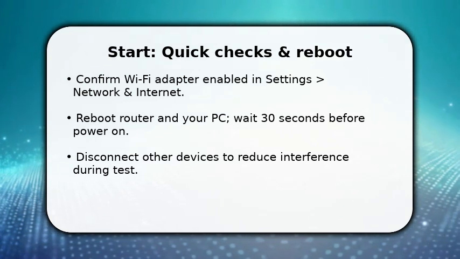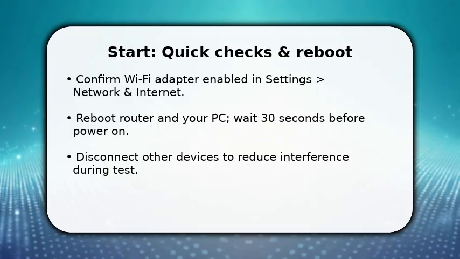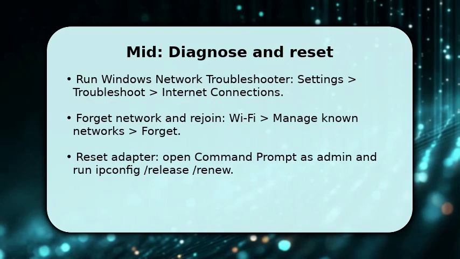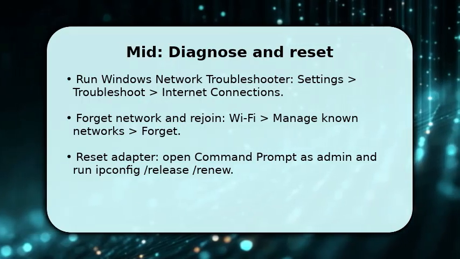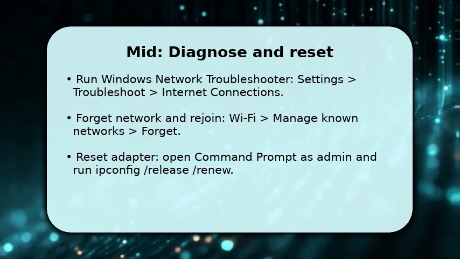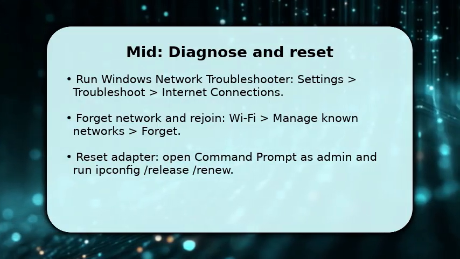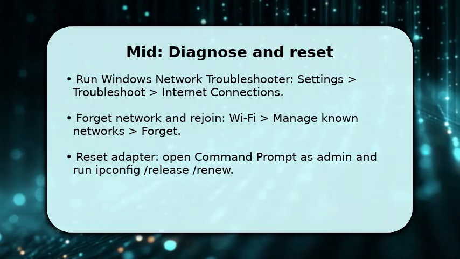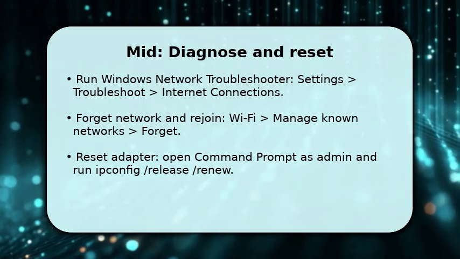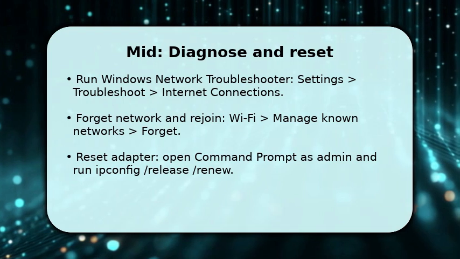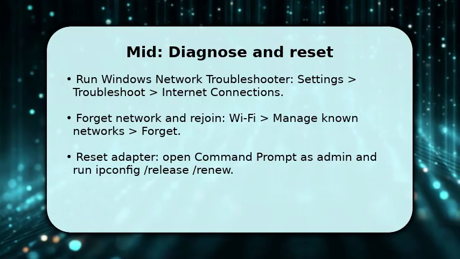Now diagnose and reset. Run the Windows Network Troubleshooter to let the system detect common problems automatically. It often fixes DNS or gateway misconfigurations. If that fails, forget the target network and rejoin. This clears corrupted credentials and renegotiates security. Then open an elevated command prompt and run ipconfig /release, followed by ipconfig /renew to get a fresh IP lease. You can also run ipconfig /flushdns to clear stale DNS entries. These steps reinitialize the connection stack and usually restore it.